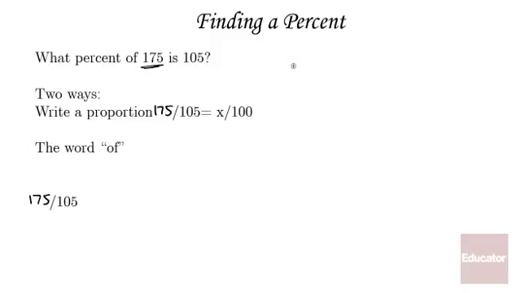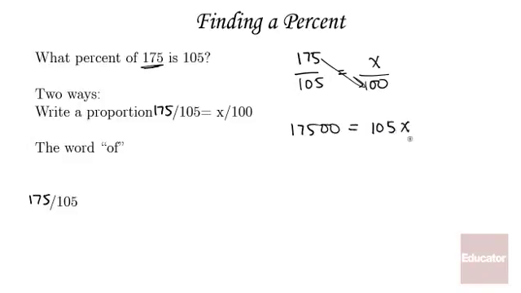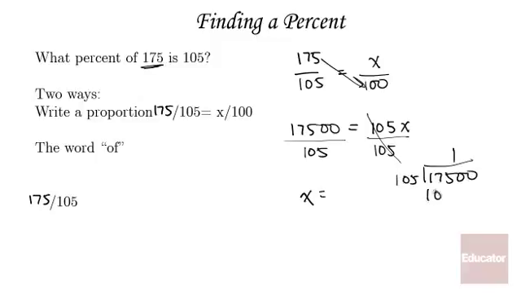So we could do a cross proportion here. 175 over 105 equals x over 100. And if I cross multiply, I get 17,500 equals 105x. I can divide both by 105, and x will equal, let's try our division over here. It will go in once. I get 0 and 7. Bring down the 0. Let's try times 6.